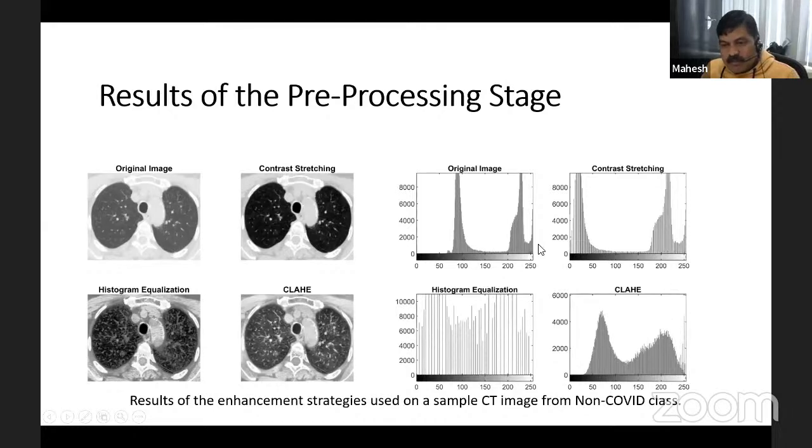Here you can see only a few intensity levels are present, so there's a need of stretching. These are stretching techniques. Three techniques are used here: contrast stretching, histogram equalization, and CLAHE. We can use one of the techniques to improve the quality of the input image, but CLAHE is giving better results. So that result is presented in the paper.